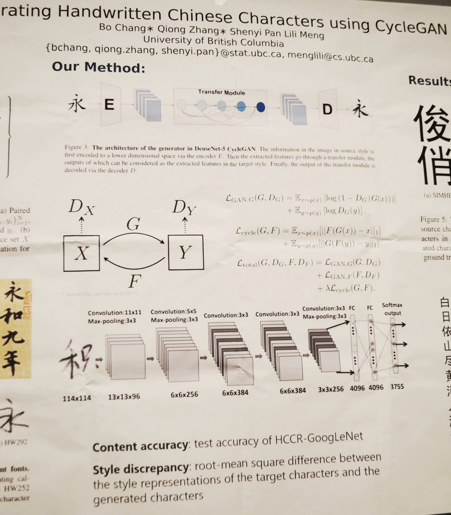Can you imagine if one of your course projects ended up being published? That's what happened for researchers Bo Chang and Chong Zhang from the Statistics Department at the University of British Columbia.